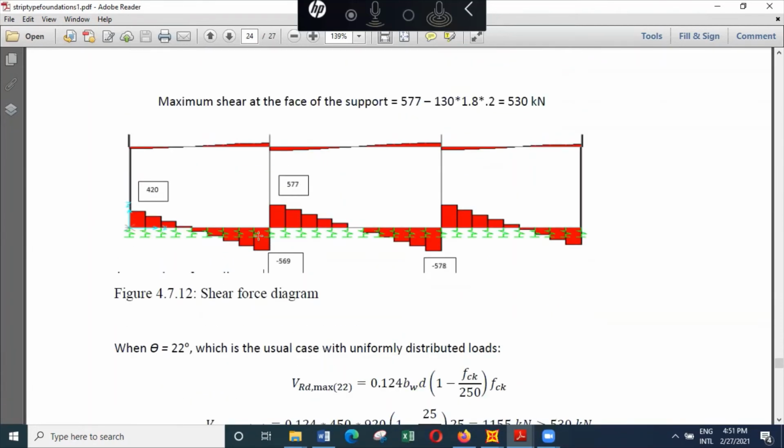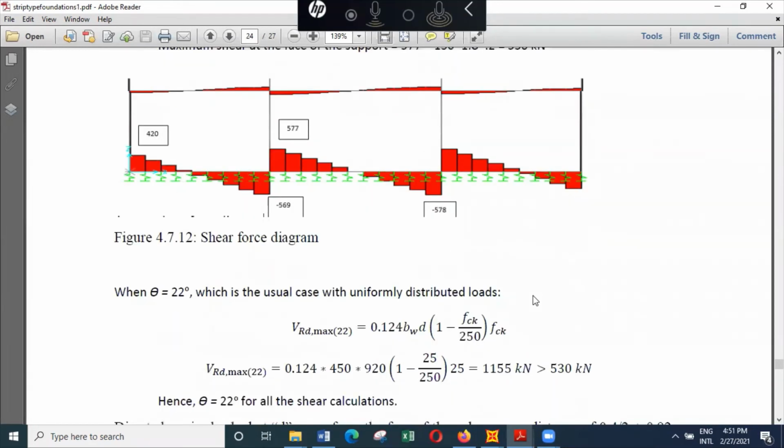And in the internal column area, we calculated that the soil pressure is only 130 kilonewtons per meter squared. So you have to multiply it by the width and multiply it by 0.2 meters, because the column is 400 millimeter by 400 millimeter. So at the face of the column, the shear force is only 530 kilonewtons.